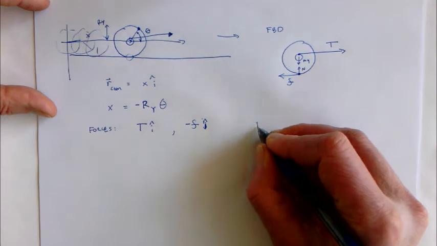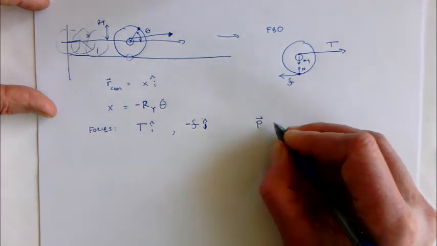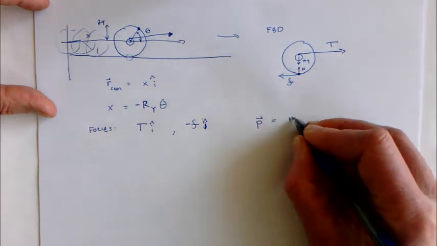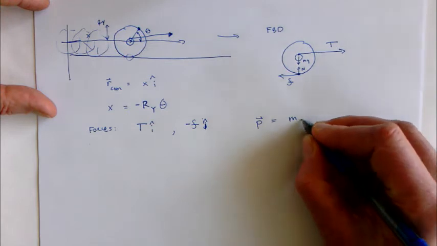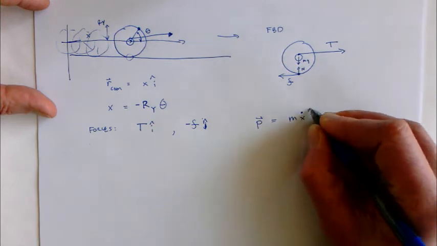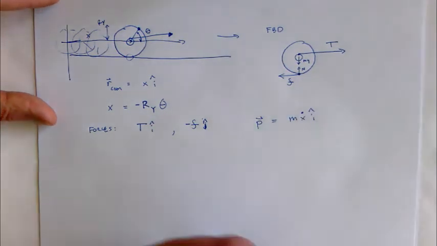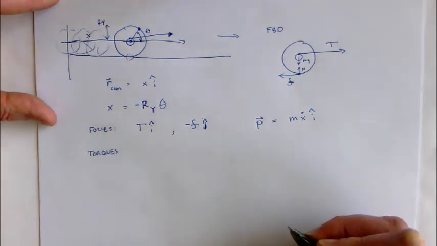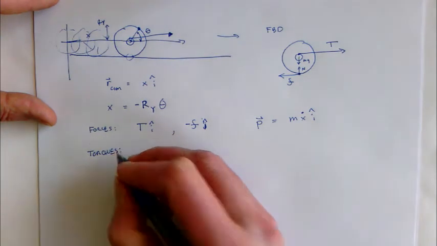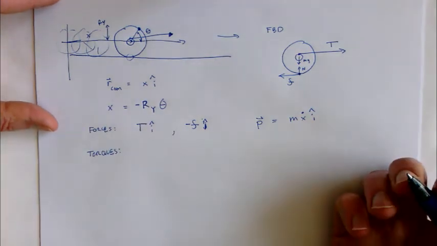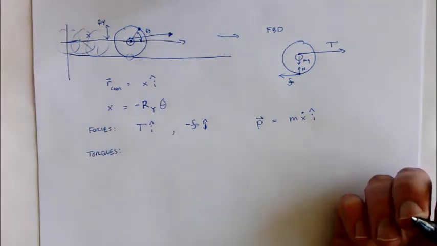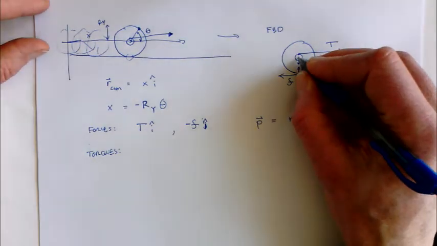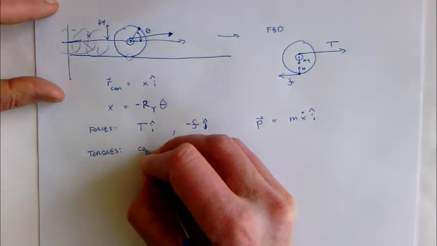If I think about momentum, the momentum of this object is going to be fairly straightforward to write. It's simply going to be the mass of the yo-yo times x dot in the i-hat direction. I can also think about torques and angular momentum, and to do that, there are a couple of options. One option that seems fairly obvious is to take torques about the center of mass. So let's take the center of mass option first.